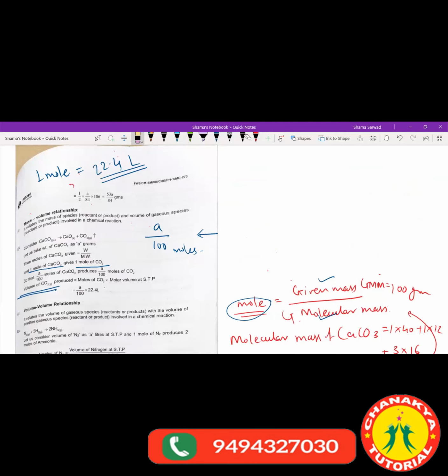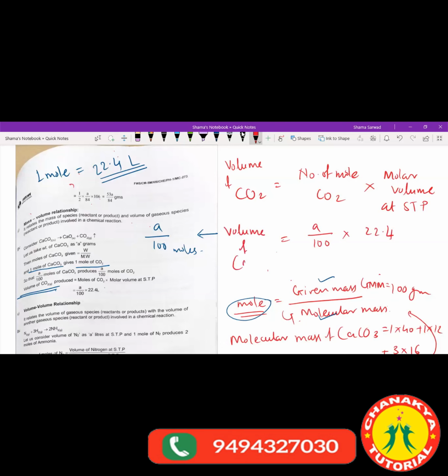I'll show you here. Volume of carbon dioxide would be produced, not moles. Moles we have already calculated by knowing the moles of calcium carbonate, right? So here volume of carbon dioxide is equal to number of moles of carbon dioxide multiplied with molar volume at STP. What is STP? Standard temperature pressure. So here that is equal to number of moles A upon 100 multiplied with molar volume at STP, which is 22.4. Clear? So this is the volume of CO2.